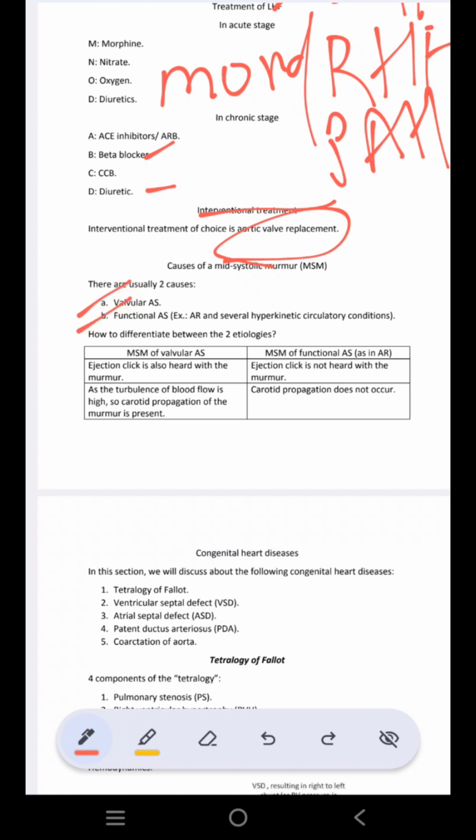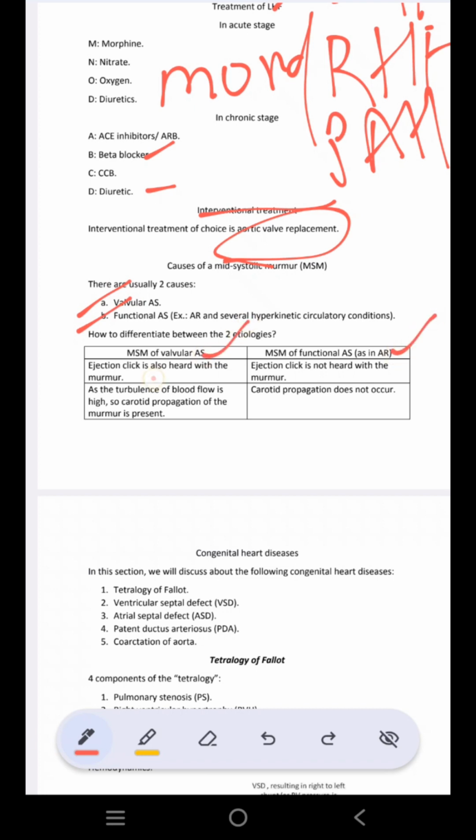Now, very important questions. What are the causes of mid-diastolic murmur? What are the causes of mid-systolic murmur in case of AS? So, one is a valvular defect in AS, that is particularly the aortic stenosis. And if there is a functional defect, then that is aortic regurgitation. The differences of these two are very important.